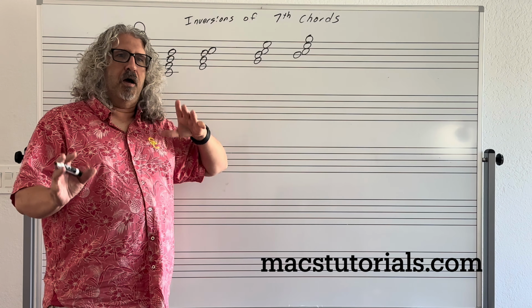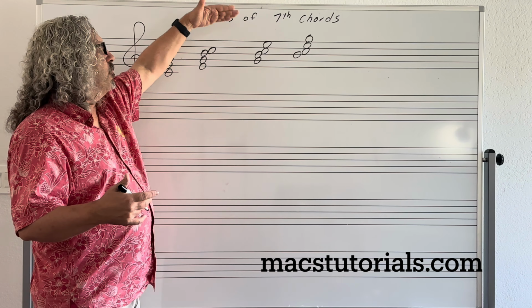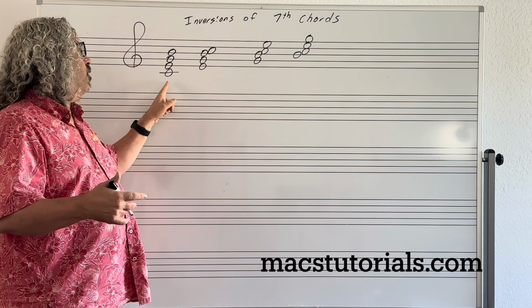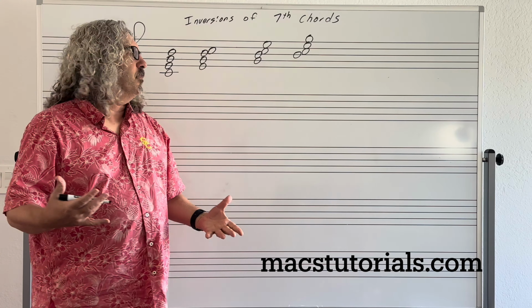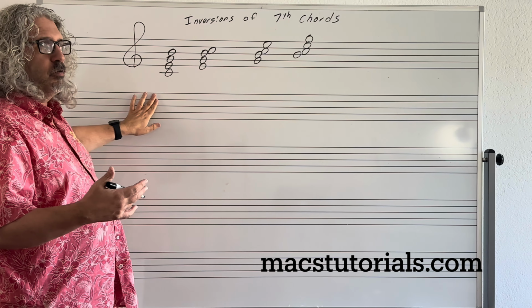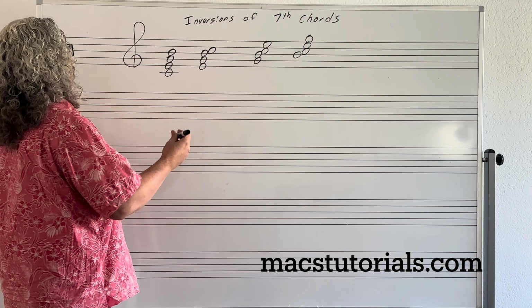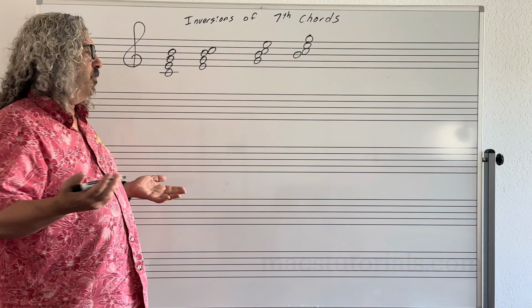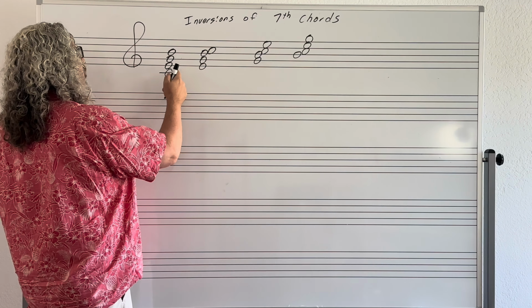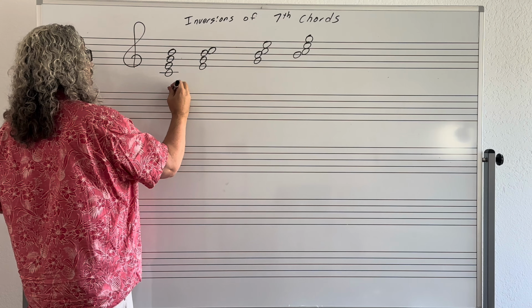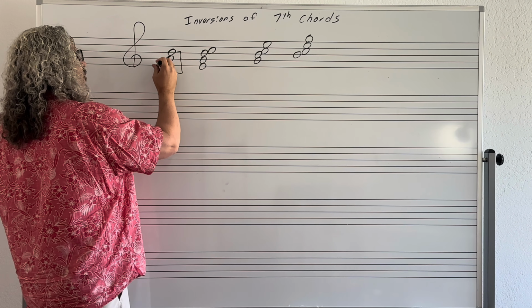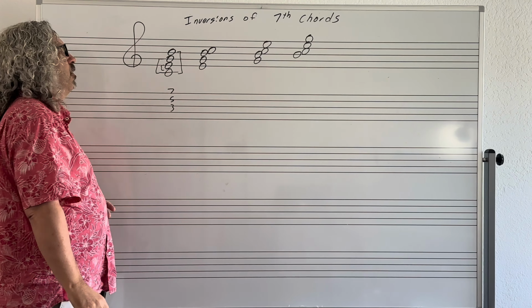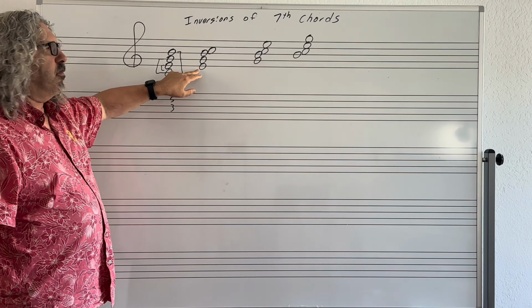Again, when we talk about inversions, you don't care about what's above it. All you care about is which chord degree is the lowest note. So on this one, I know that these are all C chords. They're all major sevens, by the way. And if I take a look at this one, there's a seventh on top, and there's a fifth, and there's a third. The third is on the bottom.